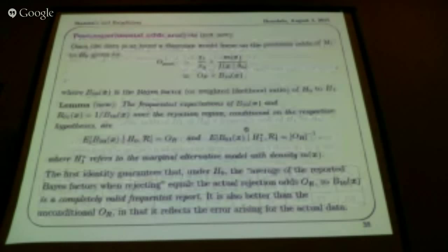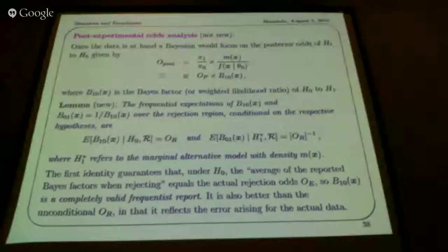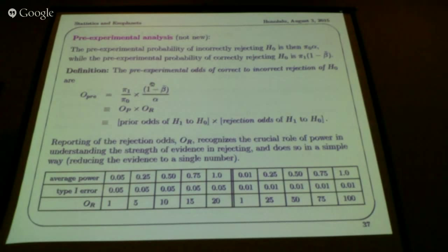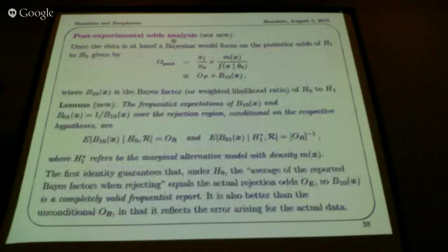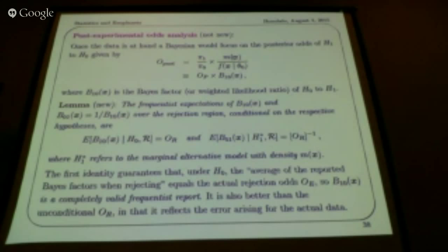Now, I'm running out of time, but basically I'm going to stop here after this slide. What is a Bayesian? That's pre-experimentally. That's power over alpha. That's before I see the experiment. A Bayesian says, well, no, I want post-experimental odds. So a Bayesian would say, I want those same odds, the probability of the null versus the alternative. And that again would be the prior odds, but now times what's called the Bayes factor, which is the ratio of the evidence under the alternative hypothesis and the evidence under the null. So a Bayesian would report the Bayes factor.